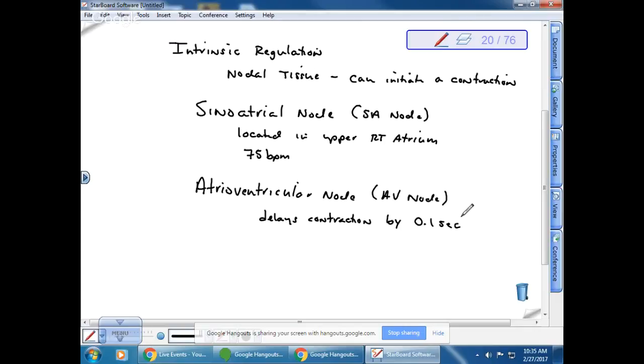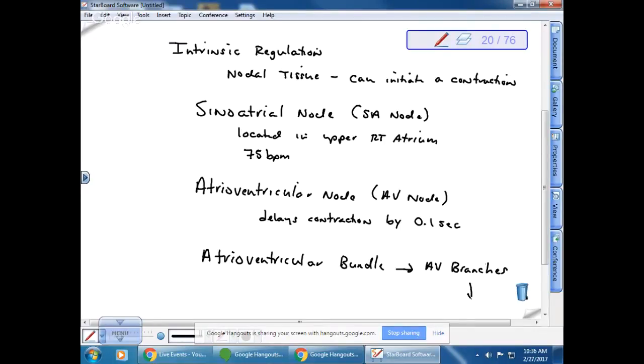And the reason why it does this is that you want the atria to contract, and then you want there to be a little bit of time before the ventricles contract. So you want the atria to be able to relax before the ventricles contract. So we need a little delay in that. And then it goes to the atrioventricular bundle. So we have the atrioventricular bundle. And then this branches to, I'll just write AV, branches. That's an abbreviation for atrioventricular.